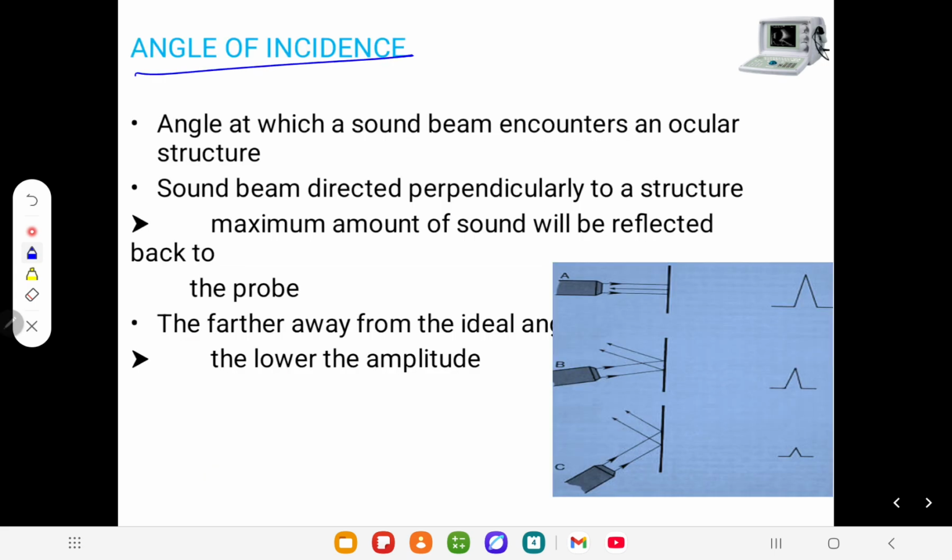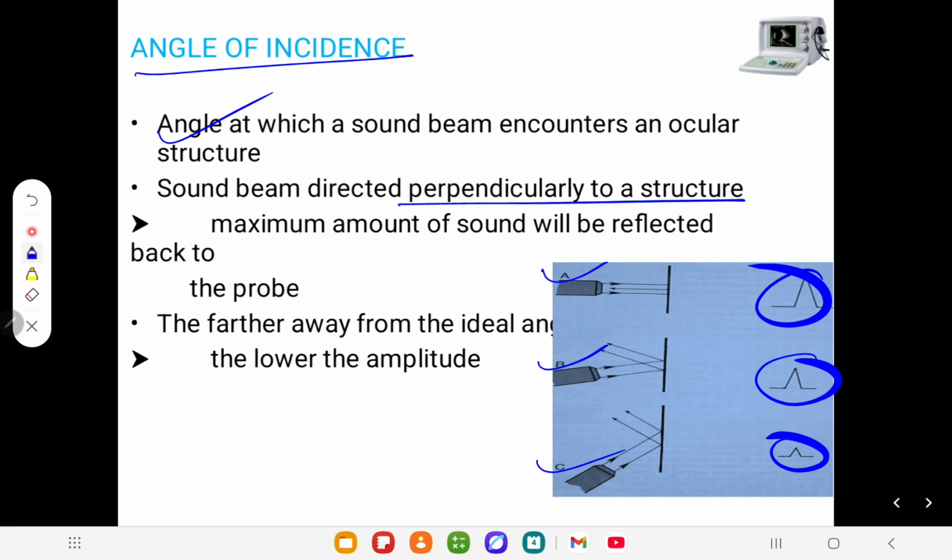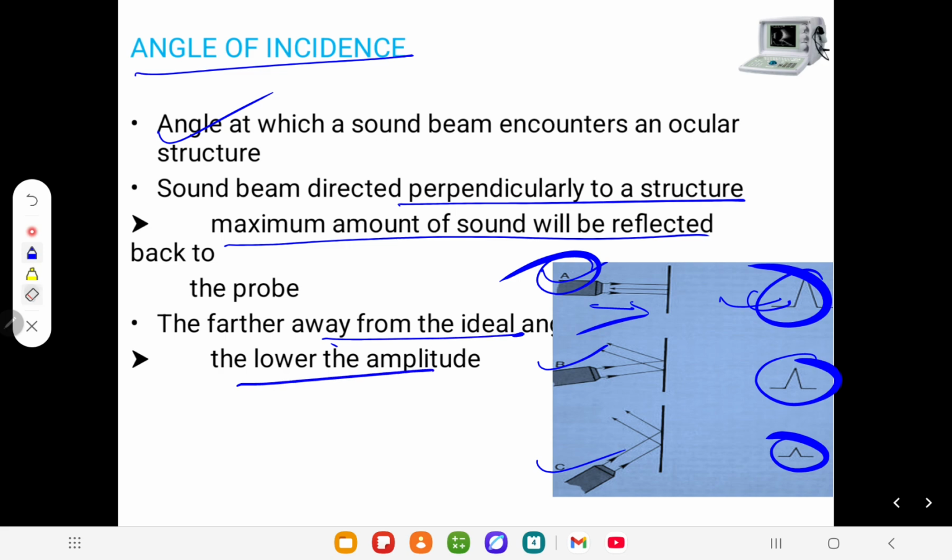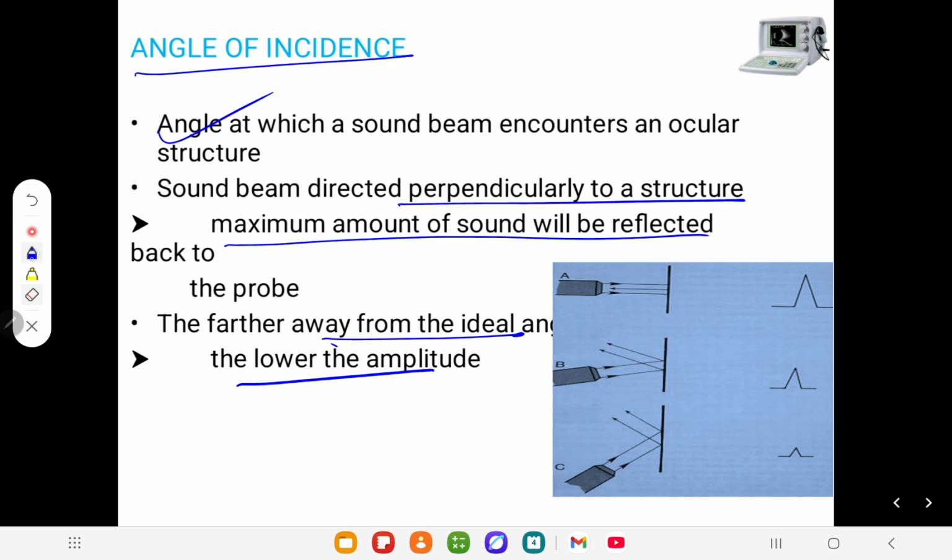So angle of incidence is very simple. See in this picture A, B and C. Can you see? The more angular you send the signal, the less amplitude you have. Basically it means the angle of incidence at which sound encounters the ocular structure. A sound beam directed perpendicular to the structure shows the maximum amplitude. See, if the sound beam is perpendicular, as in picture A, the maximum sound is reflected. The farther away from the ideal point, the lower the amplitude. Picture A, maximum reflectance. Picture B, less. Picture C, least. Isn't it?